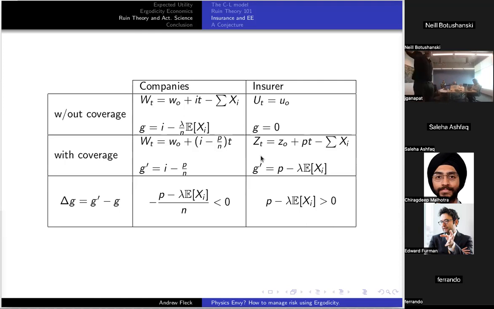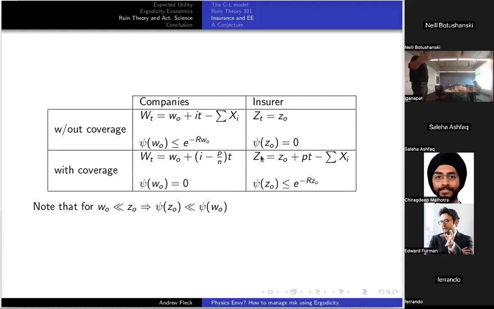So I take some companies, right? Without coverage, they're exposed to some stochastic losses. They have some compound losses, right? And then I have an insurer who just has some money, he doesn't have anything else, right? But with coverage, I've eliminated the risk for the company, and I get my Cramér-Lundberg dynamic for the insurer, right? And I can talk about the growth rate for both using that EE interpretation. And I can see, well, the people who are buying insurance are lowering their growth rate, but the insurance company is increasing it, right?